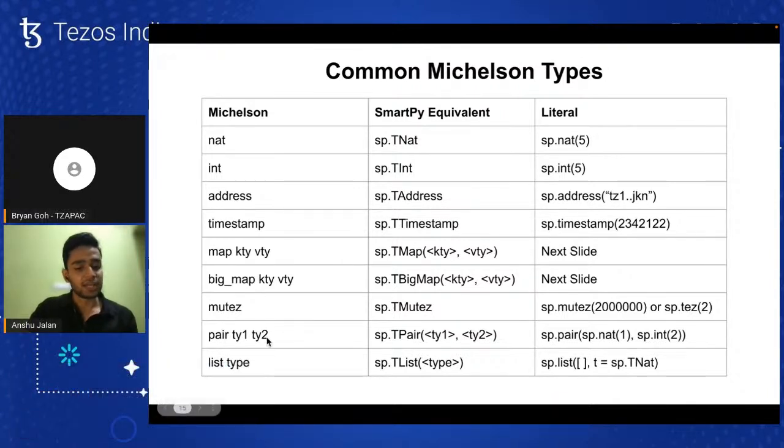Then we have the pair type. You can compare this pair type to C++ pairs, where you combine two variables of either the same type or different types. Here you can see I've made a pair where the first item is a nat and the second item is an integer. Then we have the list type, which is just an array. This is how you can define a list: we first define the initial value and then the type of the elements present in the list.